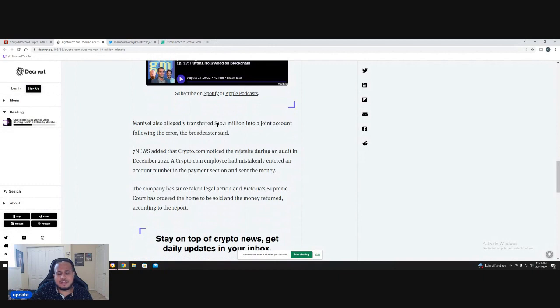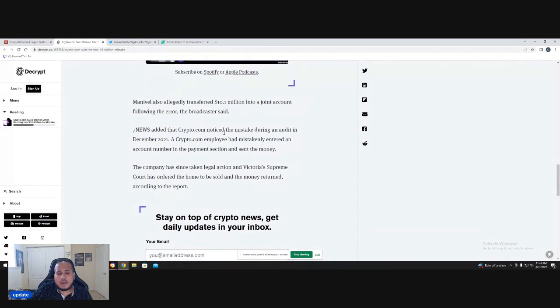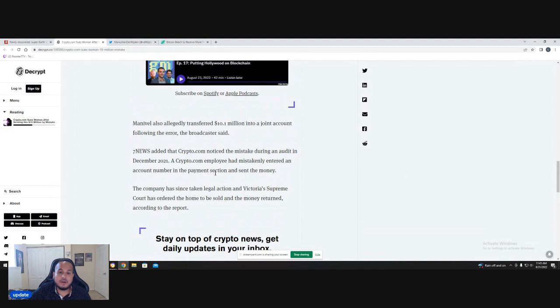Manivel also allegedly transferred $10.1 million into a joint account following the error. Seven News added that Crypto.com noticed the mistake during an audit in December 2021. Bro, how many months is that away? And you guys want it back? No. They must have a lot of money because I didn't even notice from May to December. That's so wild. The company has since taken legal action and the Victoria Supreme Court has ordered the home to be sold and the money returned, according to reports. I'm sorry, crypto.com.